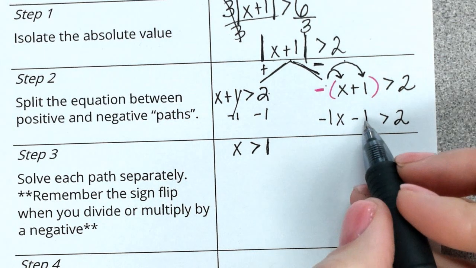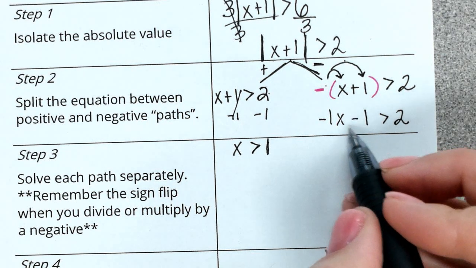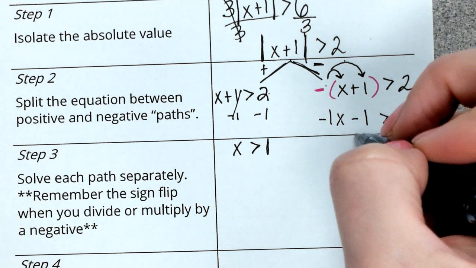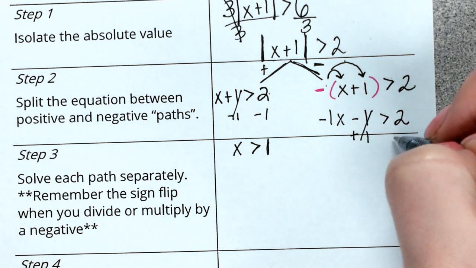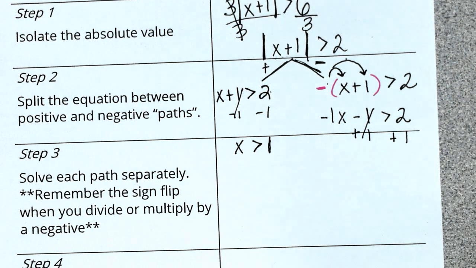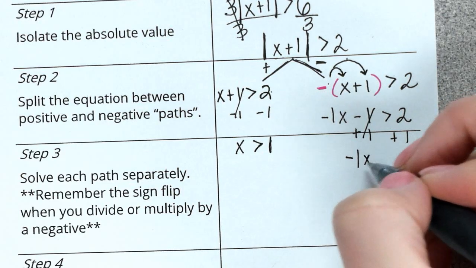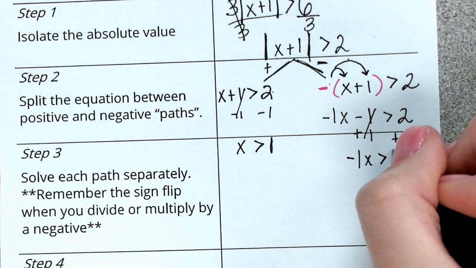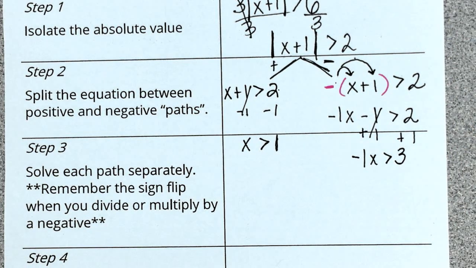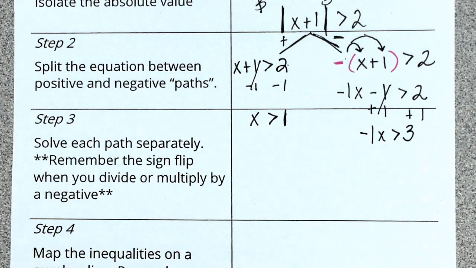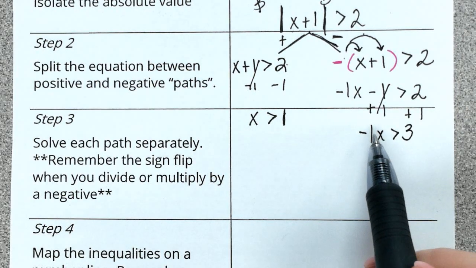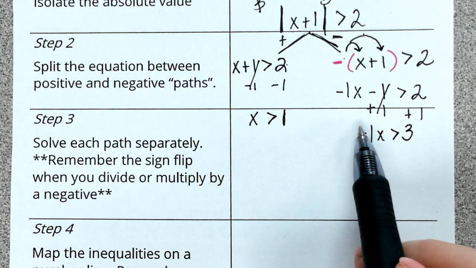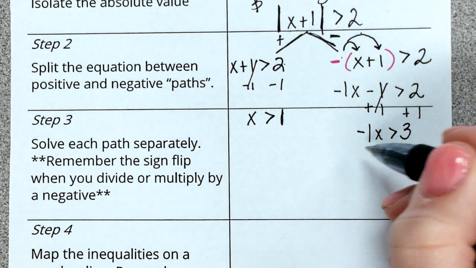Okay. Now I want to solve, right? So I want to get rid of this minus 1. So we plus 1 to get rid of it. So we have negative 1x is greater than 2 plus 1, 3. Okay, but I'm not done yet because I don't have x by itself. I have to divide by negative 1.